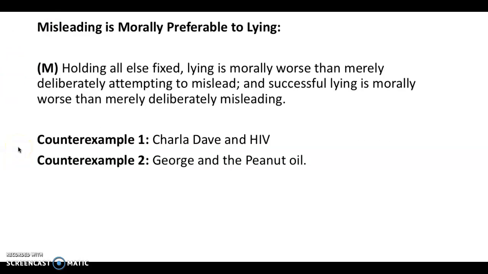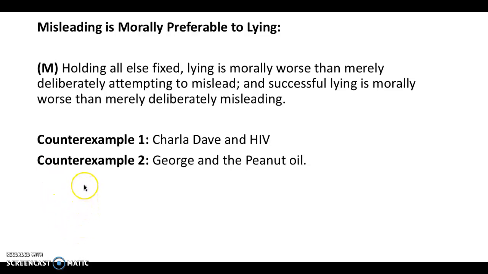So, okay, the position that Saul wants to explicitly argue against is what we'll call M. So M maintains that holding all else fixed, lying is always morally worse than merely deliberately attempting to mislead, and successful lying is morally worse than merely deliberately misleading. So how does Saul go about demonstrating that M is false? Well, she does this with two counterexamples.